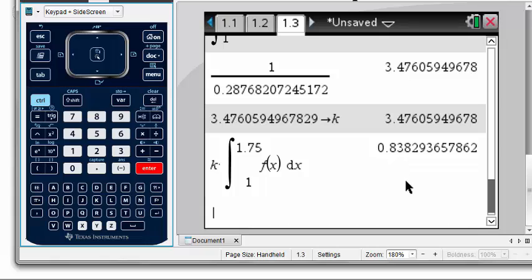So our probability, and this number has to be less than 1, remember, ladies and gentlemen. If it's not, you've made a dire mistake. Our probability that a random variable falls between 1 and 1.75 is 0.838 to 3 significant figures.